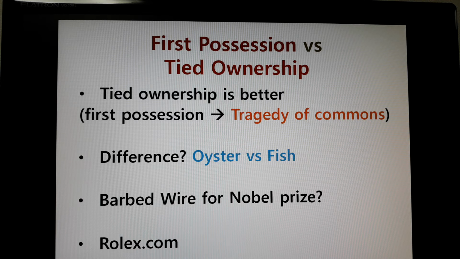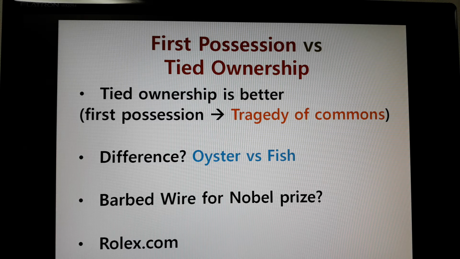I already explained when it became tied ownership from the first possession, people take care of the oyster better, so their output increased 50%. That is why. So first possession is not actually ownership. It's like taking, like cannibalizing something. On the other hand, tied ownership is the real ownership in common sense, in the modern sense. So we know that the oyster harvest would have increased considerably, in our example 50%, by using tied ownership instead of first possession.